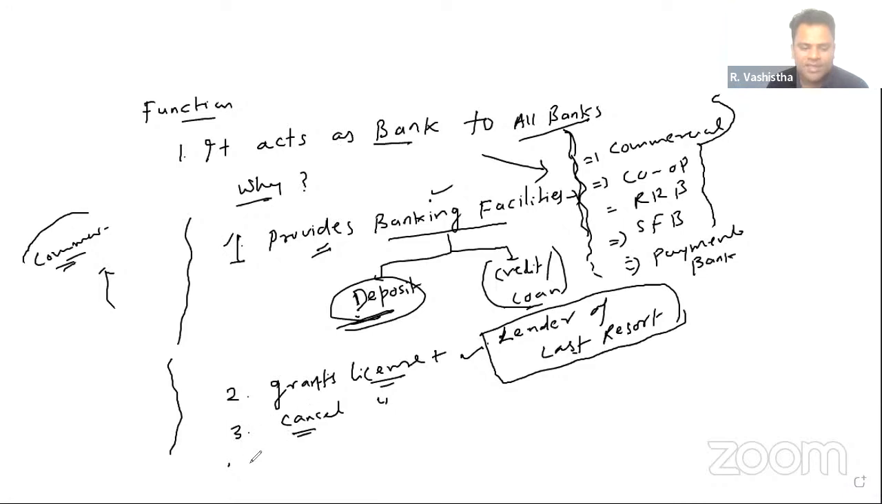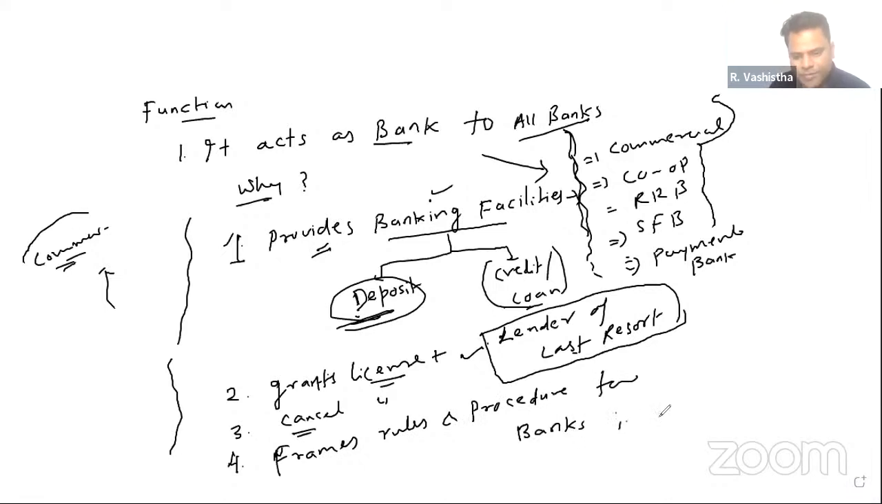And the fourth important reason is that RBI frames rules and procedures for banks in the economy, right? So these are four important reasons which make Reserve Bank of India bank to all banks. It even frames the rules and regulations for all the banks in the economy. And those banks are supposed to abide by those established rules, right?